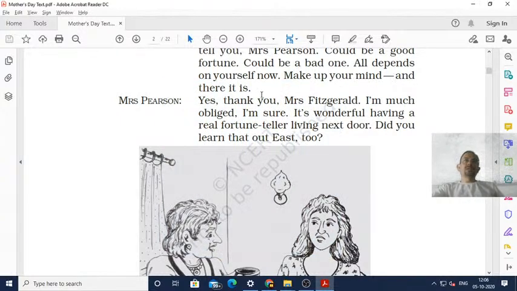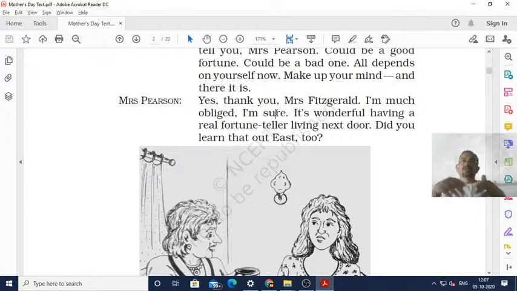So Mrs. Pearson became a bit pleased, it seems, with Mrs. Fitzgerald, and she said, it's wonderful having a real fortune teller like you in the neighborhood. Might be Mrs. Fitzgerald is living next door. Therefore, Mrs. Pearson is complimenting her, saying that I'm very fortunate to have a fortune teller like you just next door. Did you learn that out east too?